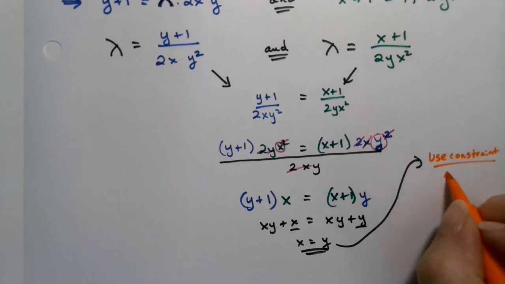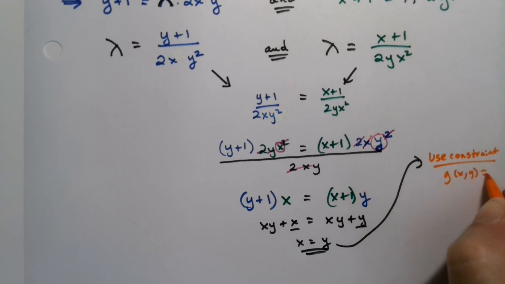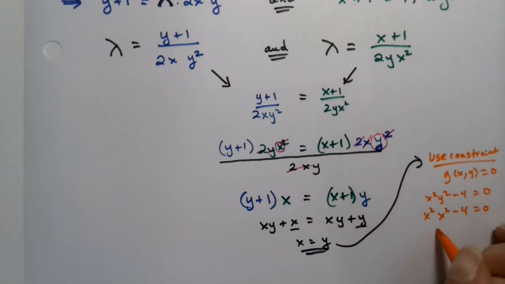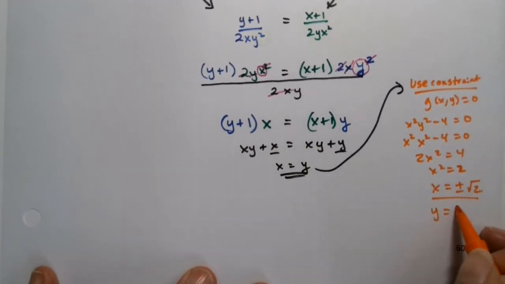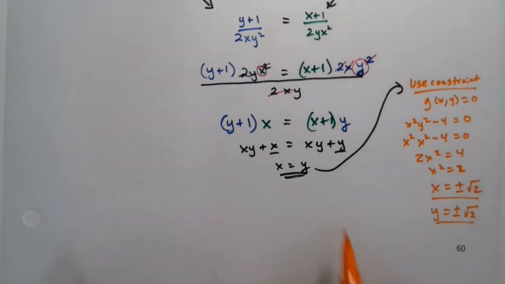I know that g of x comma y is equal to 0. That means that x squared y squared minus 4 is equal to 0. If x is equal to y, that means that x squared times x squared minus 4 is equal to 0, which means 2x squared equals 4, which means x squared equals 2, which lo and behold means x is equal to plus or minus the square root of 2. Look familiar? And therefore y is also plus or minus the square root of 2 because x and y are equal. And I have my critical points again.